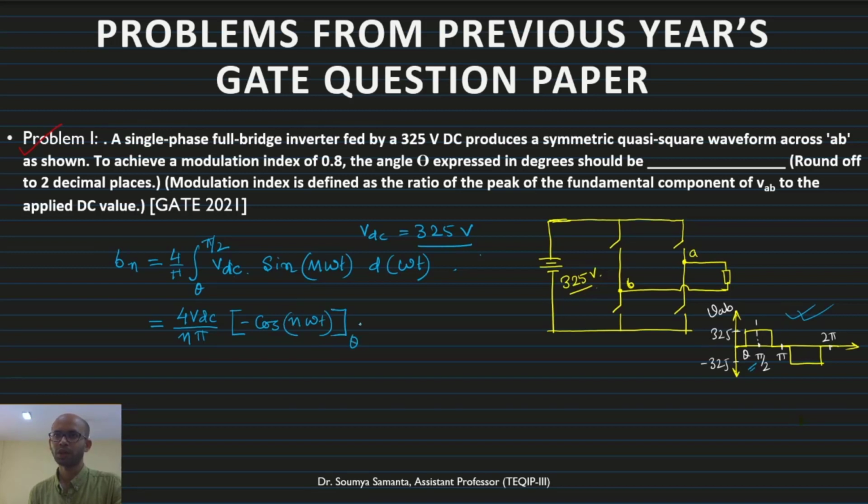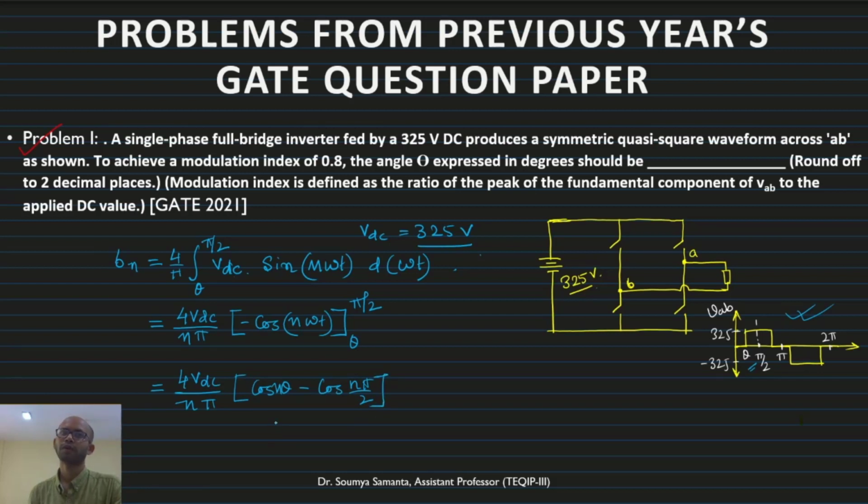So this is theta to pi by 2. If I solve it, what will we get? We will get 4 VDC by n pi. If I take this minus, cos theta will be on that side, cos theta minus cosine of n theta, this will be n pi by 2.